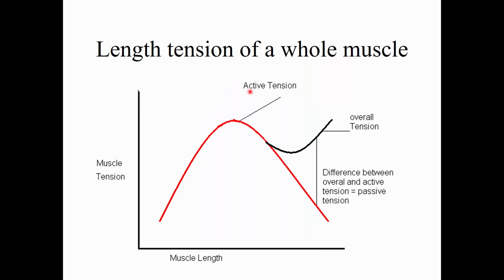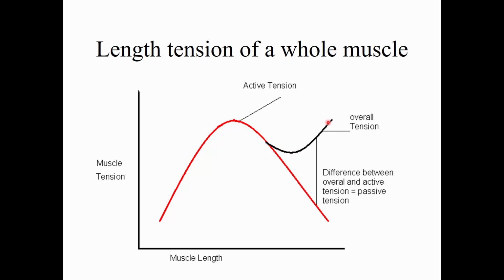All right. We can relate this to a whole muscle. So as you stretch the muscle, the tension in the muscle goes up, and then you get your peak active tension. But the thing is, as you stretch the muscle more and more, and you disrupt the overlap between actin and myosin, your tension starts to go down, but then it starts to go up again.